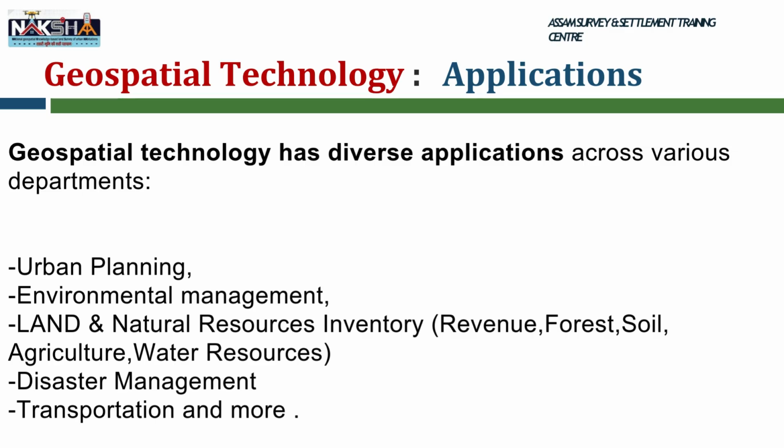Disaster management, used to predict, prepare, and respond to disasters like floods, earthquakes, or cyclones. For example, during the Assam floods, satellite images help identify affected villages quickly. Transportation helps in designing new highways, railway lines, and optimizing traffic systems in cities. And beyond these, there are many more uses. Geospatial technology is now touching almost every sector.